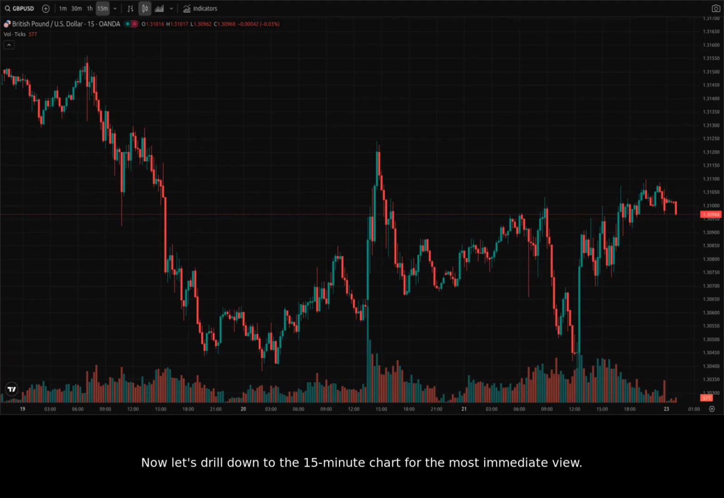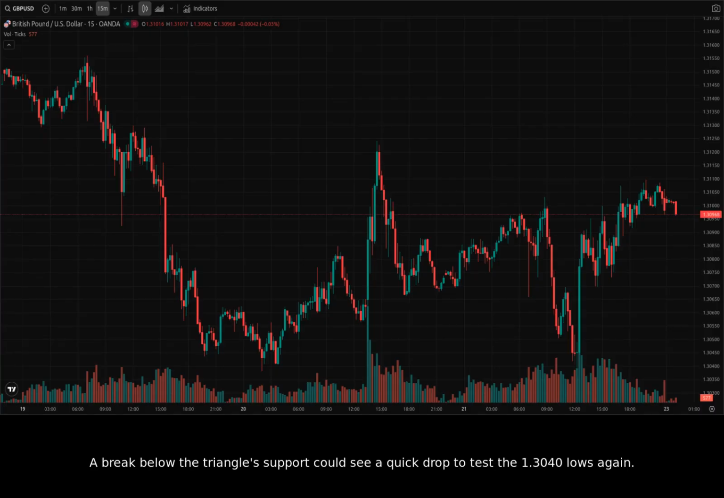Now let's drill down to the 15-minute chart for the most immediate view. In the last couple of trading sessions, we can see the price is tightly range-bound. The volume has been relatively subdued, which further reinforces the idea of market indecision. We are seeing lower highs and higher lows, forming a tightening triangle pattern. A breakout from this short-term pattern could signal the next immediate move.